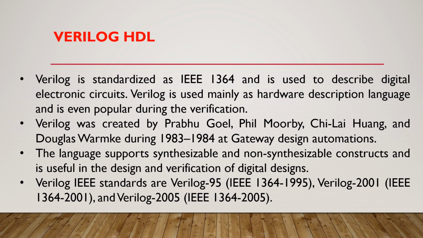We have different versions of the Verilog IEEE standard. The first one was developed in 1995, which is called IEEE 1364-1995. Later, some modification happened in 2001, so that standard is IEEE 1364-2001, and then there was an update in 2005, which is called IEEE 1364-2005.